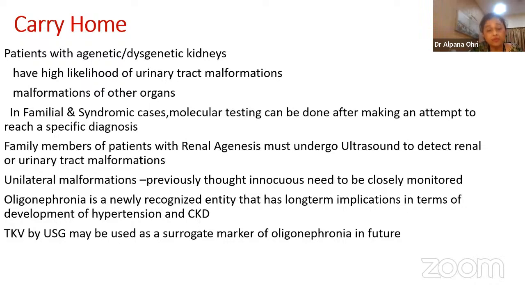Unilateral malformations, previously thought to be innocuous, also need to be monitored because they may have subtle hypoplasia or dysplasia in the other organ, or have poor outcome related to the lower urinary tract malformations which may be associated. Oligonephronia is a newly recognized entity that has long-term implications in terms of development of hypertension and CKD in future. And TKV by sonography may be used as a surrogate marker of oligonephronia in future and hopefully help mankind. Thank you.